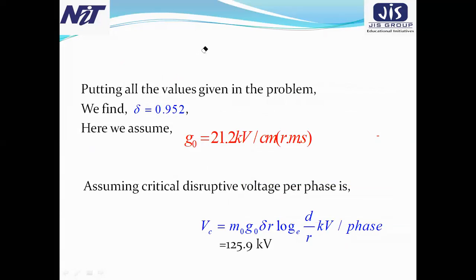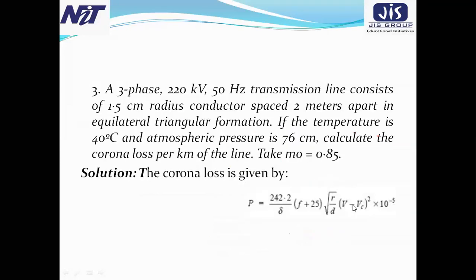Now, putting all the values given in the problem, we find delta equals 0.952. Here we assume g0 equals 21.2 kilovolt per centimeter RMS. Why are we assuming this? Because 30 kV is the voltage when the corona occurs, so by dividing by root 2, we get the RMS value, that is 21.2 kilovolt. So we are assuming the critical disruptive voltage first. Why? Because there is a term V minus Vc. V is given here, no problem with V, but Vc we need to calculate.